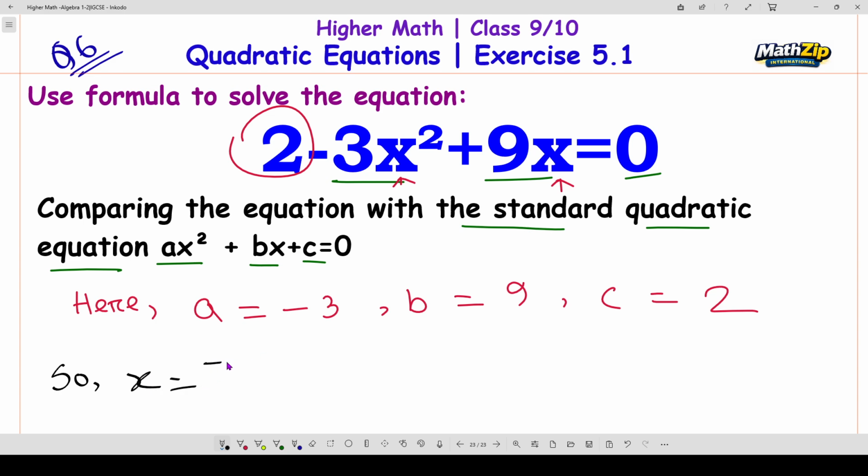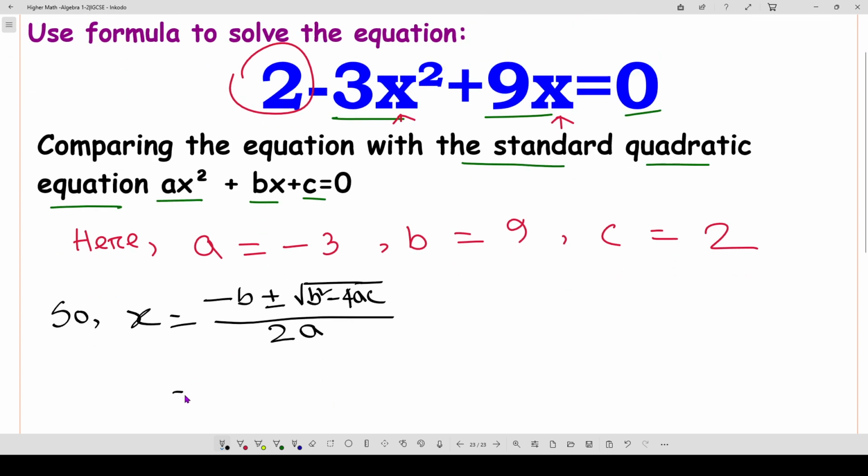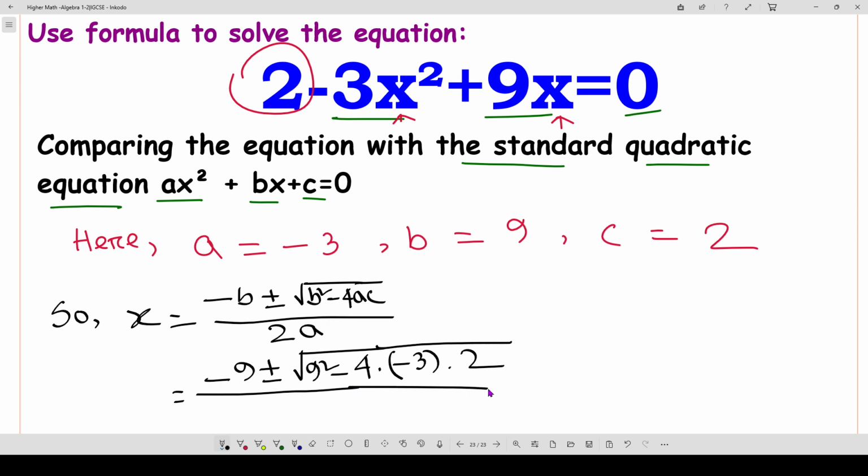So x equals, we know, minus b plus minus root over b squared minus 4ac, divided by 2a. So first here is minus b, it means minus 9, plus minus root over b squared. So b squared means 9 squared, minus 4 times a, which is minus 3, and c, which is 2, divided by 2a, it means 2 times minus 3.